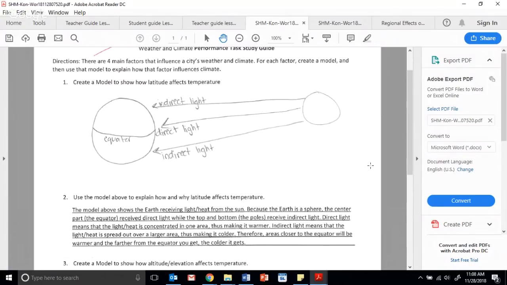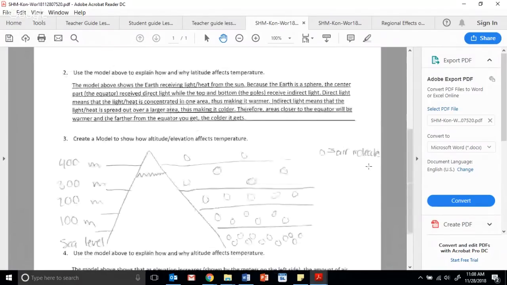So now we're going to move on to altitude/elevation. Okay, so I know that this model that you're looking at right now on my screen is probably not the model that you have on your paper. However, I do think that it is the best representation to show how elevation affects temperature, and sorry, not just how, but why it affects the temperature.